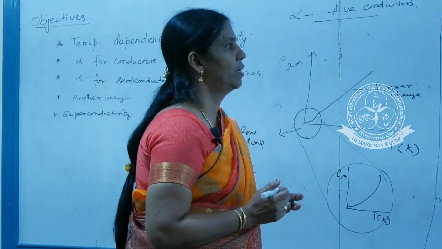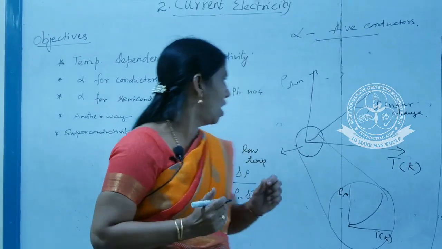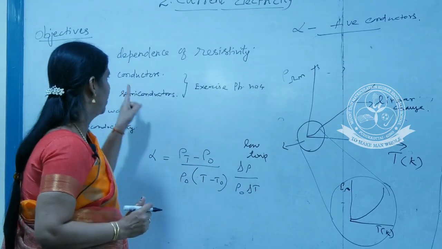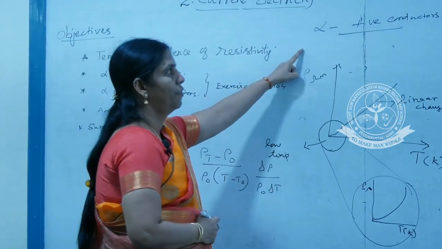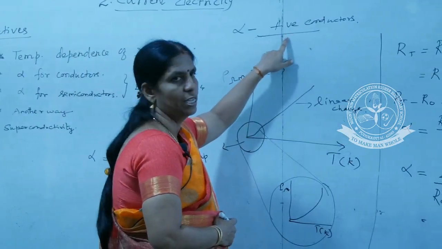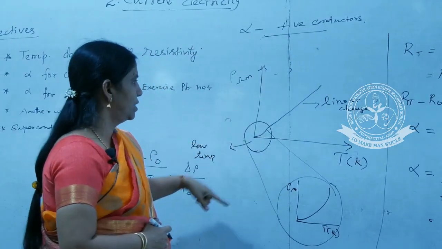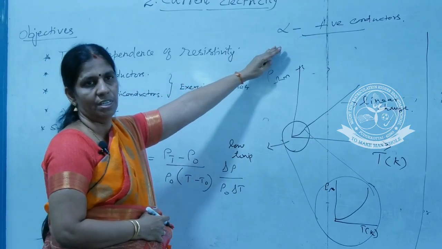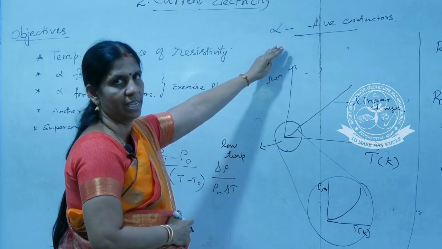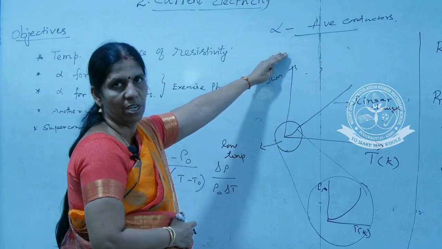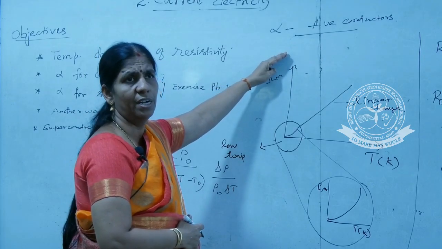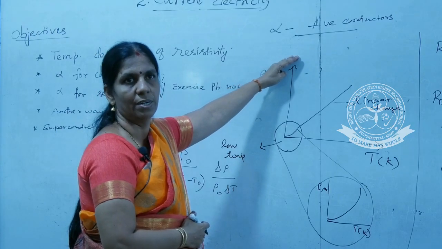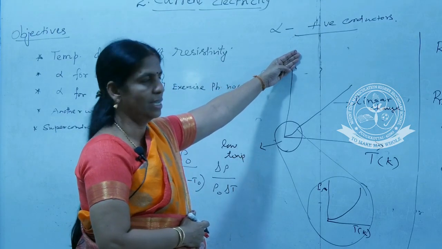Now it's our topic to learn what alpha is for semiconductors. So far we have learned the alpha for conductors is positive, and based on that we learn if we increase the temperature, resistivity also increases in the case of conductors. It is because they undergo more number of collisions, and so the resistivity increases.